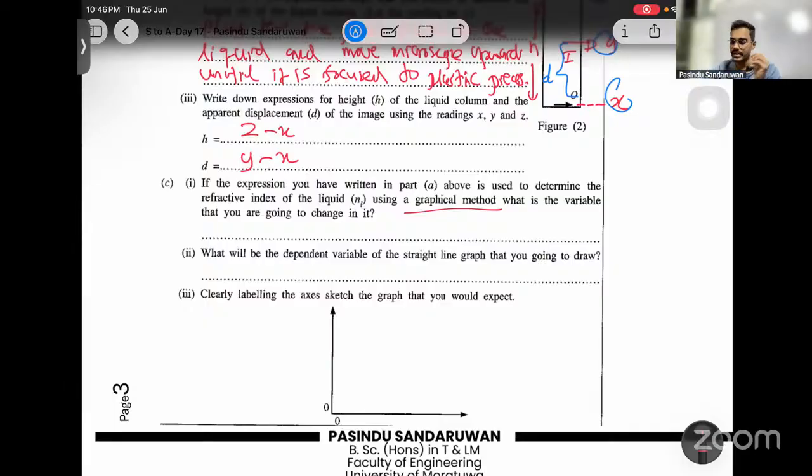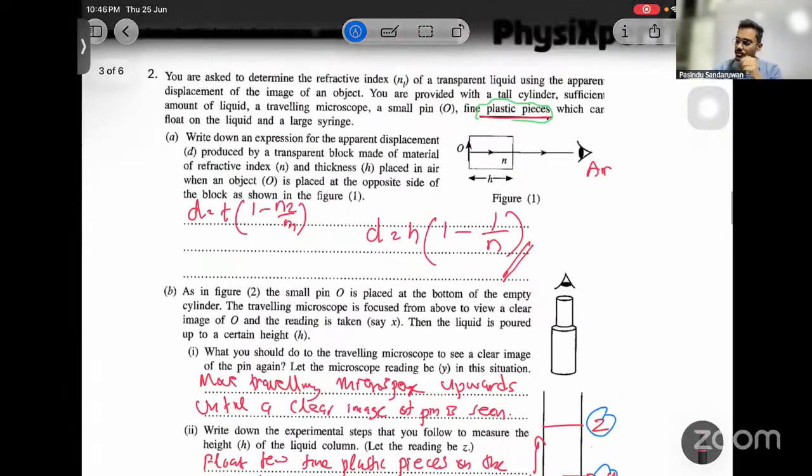From that equation, n is a constant, because for a liquid the refractive index is a constant, we can't change it. Then the variables are h and d. From that, practically what we can change is h, because we can't change the apparent displacement; it automatically changes if h is changed. Then our independent variable must be h.